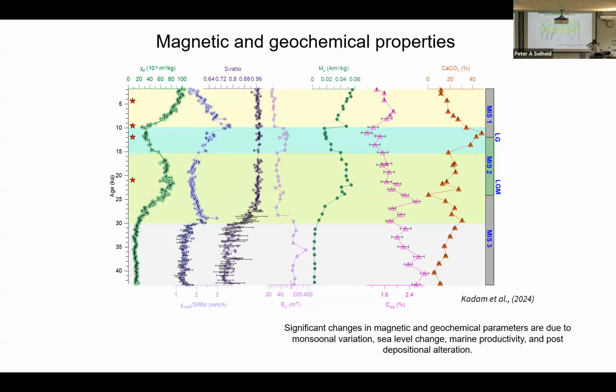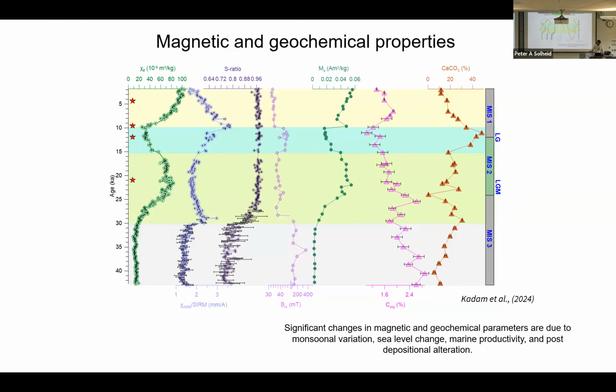It is well known that for the last 40 kilo years, the monsoon has changed significantly. For the Holocene time period, the summer monsoon intensity has increased, so that will affect the sedimentation in the region. Similarly, during winter monsoon time, there are changes in the monsoon. So this record will come again in a later part of the slides.